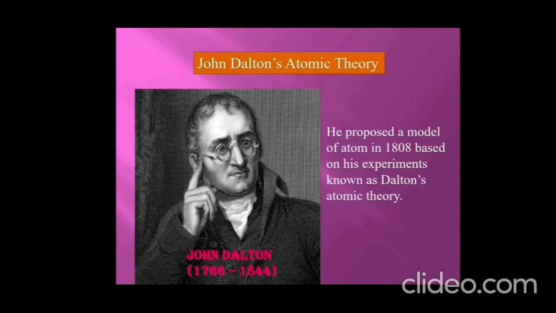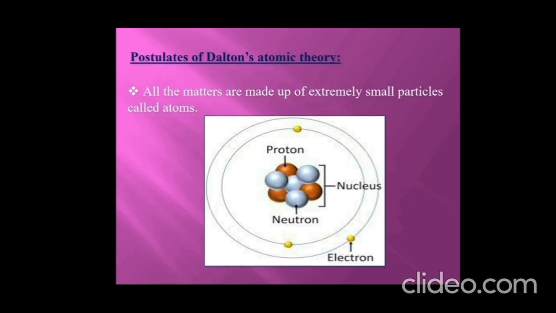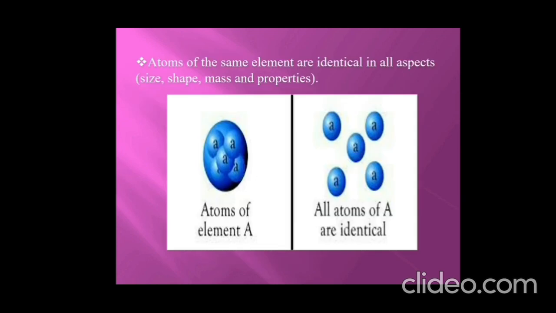His period is from 1766 to 1844. He proposed an atom model in 1808. So we'll see what he said about the atom. First of all, matter is made up of extremely small particles called atoms. Secondly, atoms of the same element are identical in all aspects, that is, size, shape, mass, and properties.